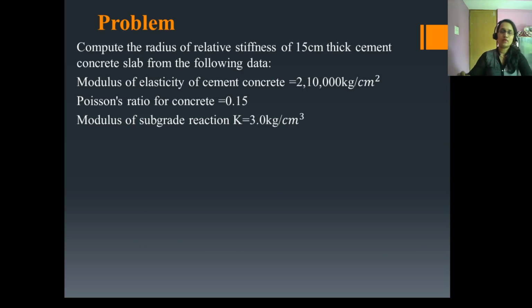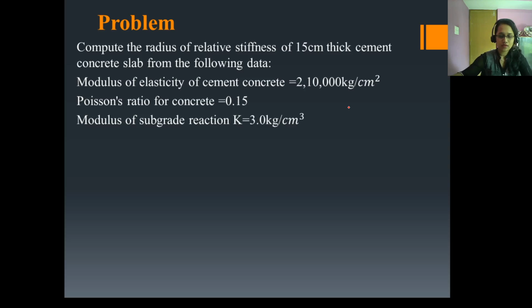So let us take up a problem here. Let us read this. Compute the radius of relative stiffness of a 15 centimeter thick cement concrete slab from the following data. The modulus of elasticity of the cement concrete is given to us, Poisson's ratio is also given, and the modulus of subgrade reaction is also given. So we need to compute the radius of relative stiffness. Let us see how it is calculated.